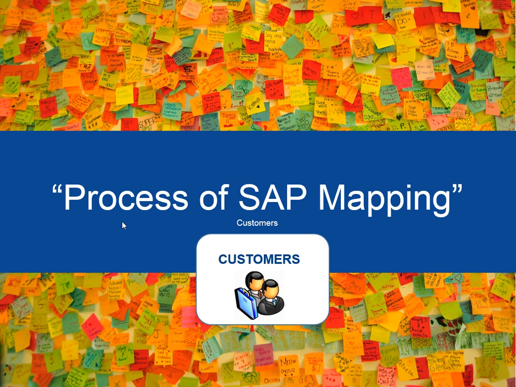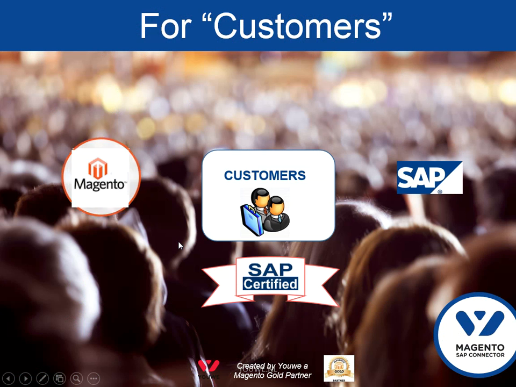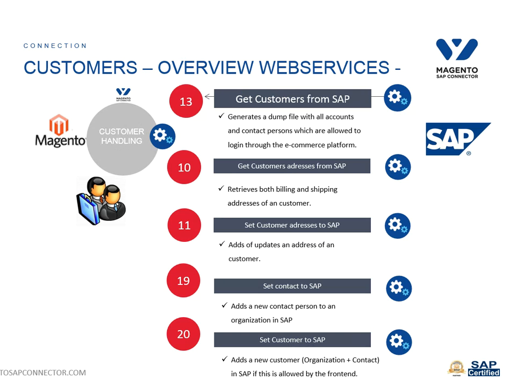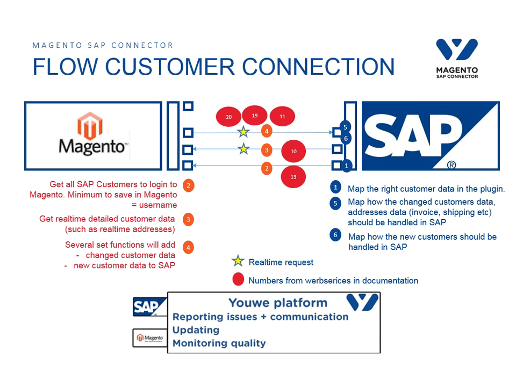In this movie, I explain the process of mapping the data from SAP R3 ECC to Magento, especially for customers. How are we dealing with customers? Okay, so there are 22 web services being provided by the SAP connector, and we explain the customers. It depends on like 5 web services calls or set queries. And here you see the flow.